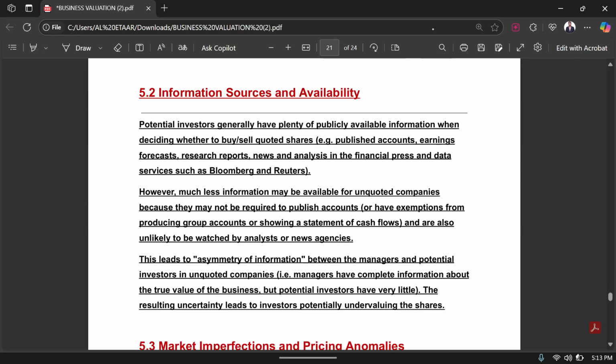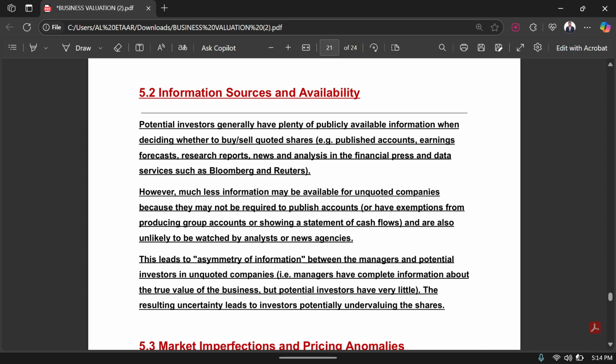And then we have information sources and availability. Potential investors generally have plenty of publicly available information when deciding whether to buy or sell quoted shares, for example public accounts, earnings forecasts, research reports, news and analysis in the financial press, and data services such as Bloomberg and Reuters. However, much less information may be available for unquoted companies because they may not be required to publish accounts or have exemptions from producing group accounts or showing a statement of cash flow.